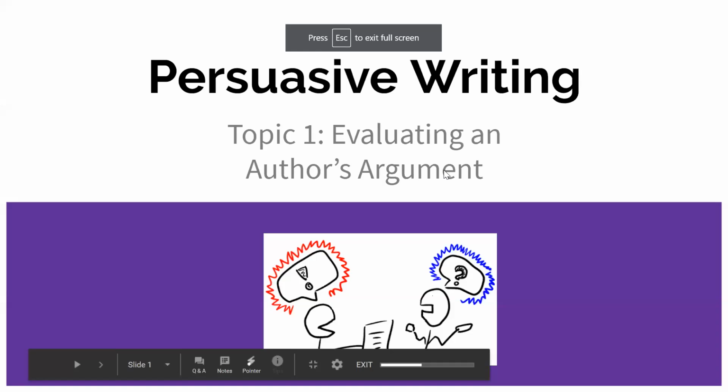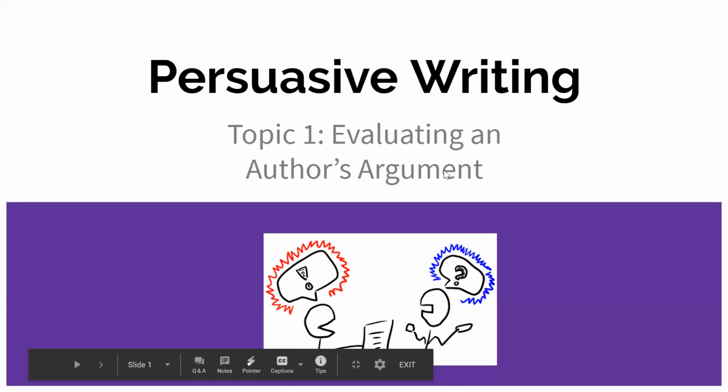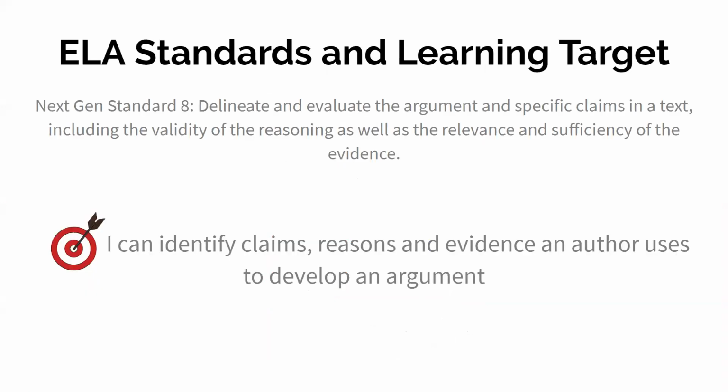Okay, welcome back. So we are starting with our persuasive writing unit. Our first topic is we are going to be talking about evaluating an author's argument. And the standards that go along with it are the next generation standards for standard 8. I'm not going to read it. It's right there on the screen. You guys can read through it, but I will go through our learning target.